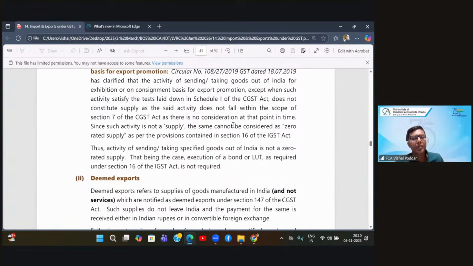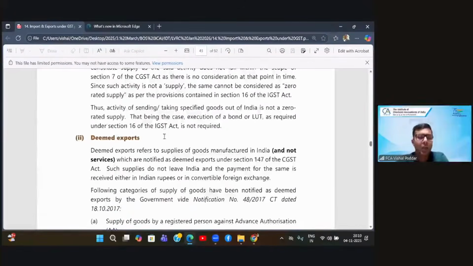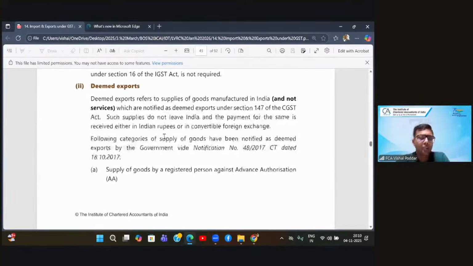Since such activity is not supply, the same cannot be considered as zero rated as per the provisions of Section 16. Thus, the activity of sending or taking specified goods outside is not a zero rated supply. That being the case, execution of bond or LUT as required under Section 16 is not required. Now, what are deemed exports?